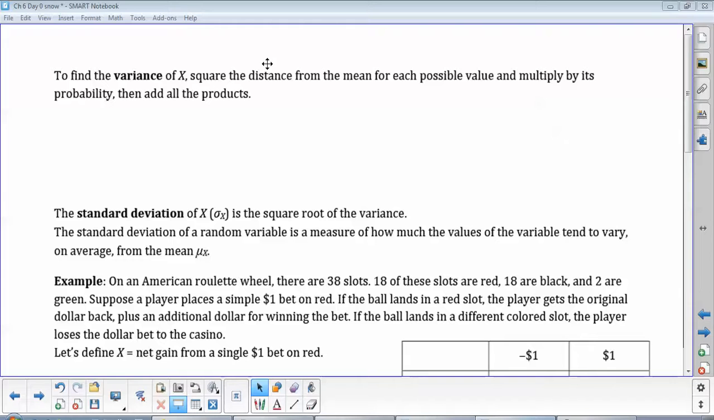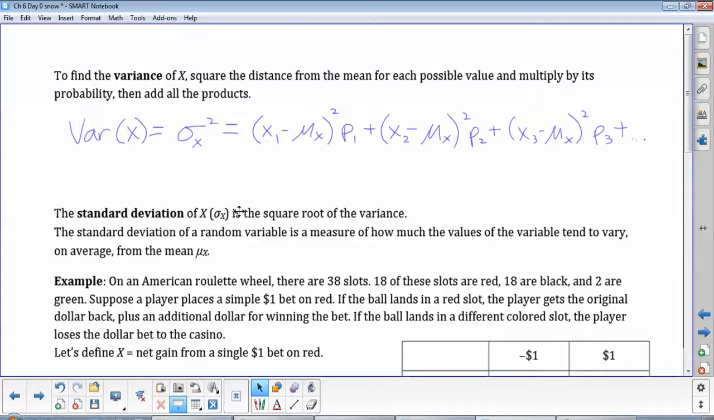To find the variance, we're going to square the distance from the mean for each value. So again, we find the distance from the mean for every value, square them so that we don't end up with any negative values, multiply by its probability, and then add the products. Okay, that's a mouthful. So to get the variance of x, that's sigma squared of x, you take each value, find its distance from the mean, so here you have x1 minus mu of x, square that and multiply by its probability. So we're finding all the deviations, squaring them, and multiplying them by their probabilities.